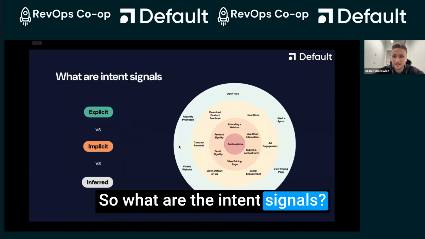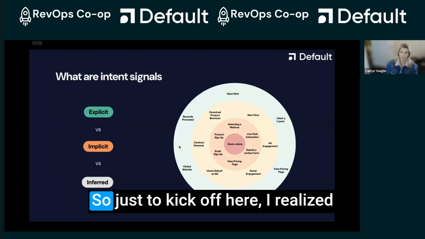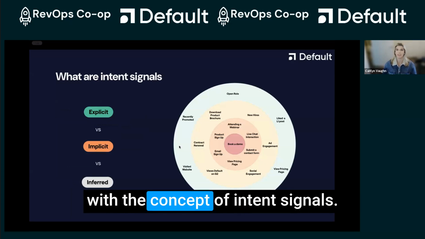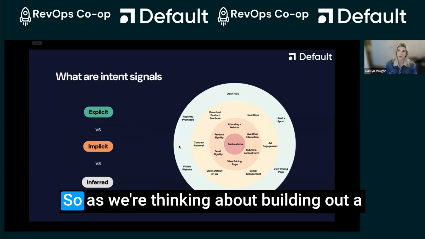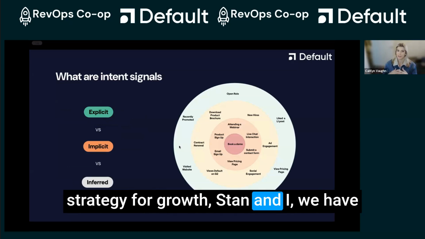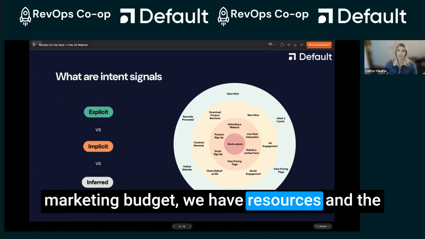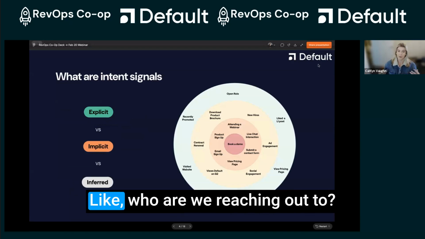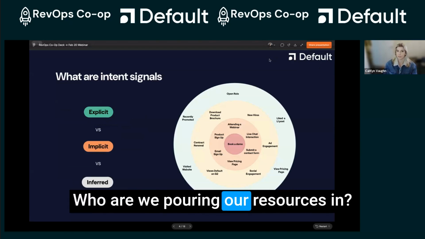So what are the intent signals, Caitlyn? Yeah, so just to kick off here, I realized recently not everyone is even familiar with the concept of intent signals. So as we're thinking about building out a strategy for growth, Stan and I have marketing budget, we have resources, and the real question that we're trying to solve is always who are we reaching out to? Who are we pouring our resources into?